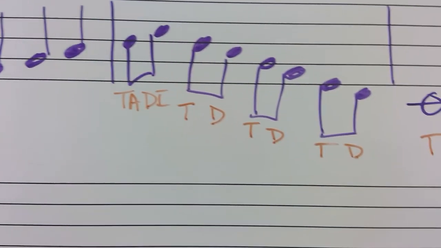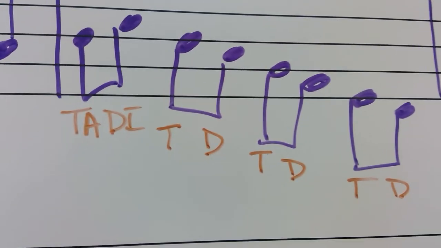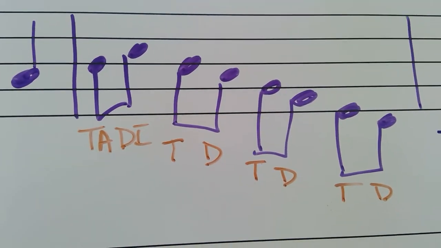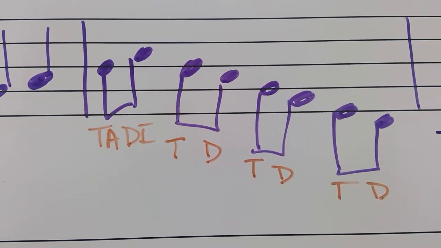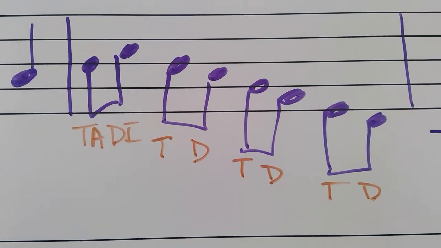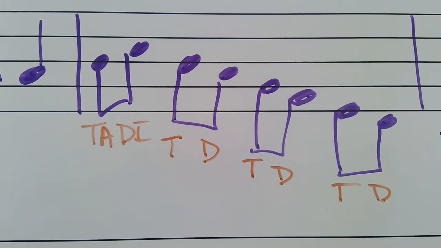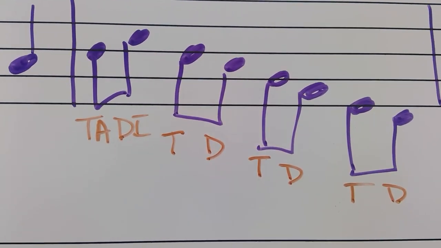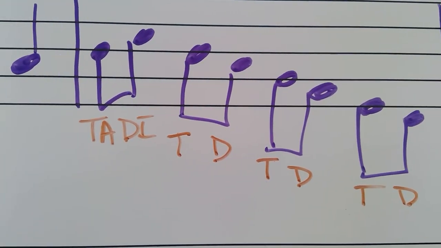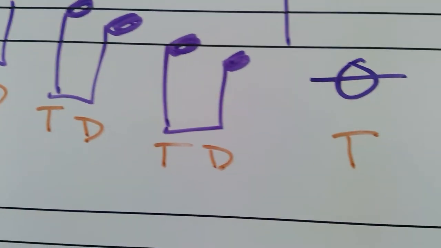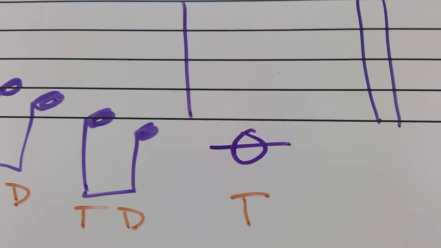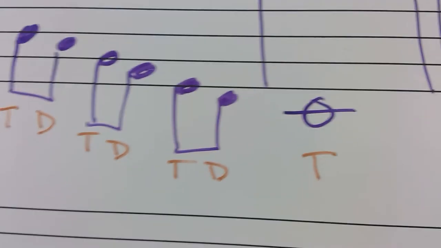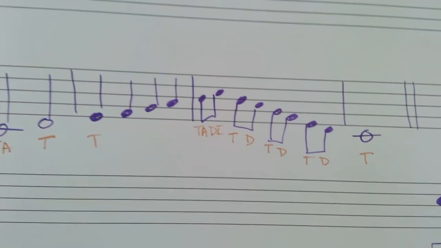And then I look over here. Oh man, I have a lot of eighth notes. So those are always going to be ta-di. Now I wrote ta-di on the first two, just so you could make sure you understand it. But the rest of them, I just wrote T and D, because I know that those syllables are going to be ta and di. And then lastly, we have a whole note at the end, and that is just going to be ta. So I'm going to back up here so you can see the whole thing.